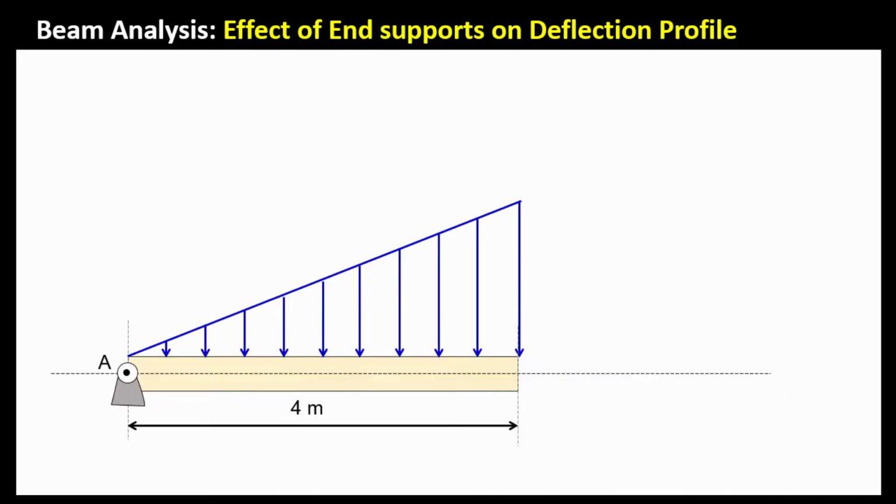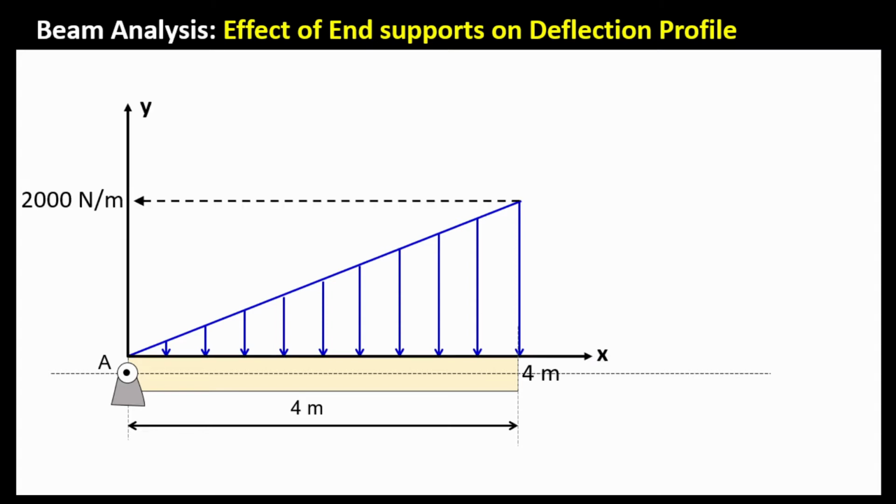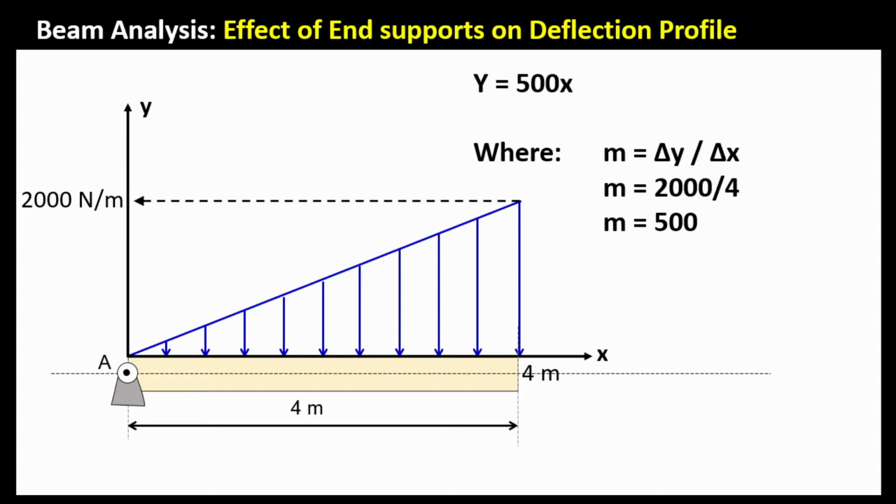I just want to also tell you about how to model this triangular load within ABAQUS. Basically, we need to put the triangular load in an XY coordinate system, and the expression that defines this would be y equals 500x, where x is the position along the length of the beam. And how do we calculate the 500? It's basically the slope of that line, which is the change in the y direction, 0 and 2000, divided by the distance, which is 4 meters. So that gives us 500. So y is equal to 500x. So that's what we're going to do.